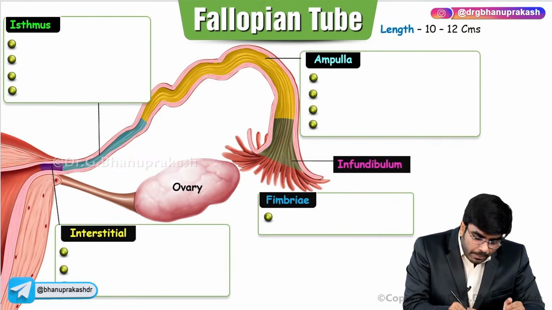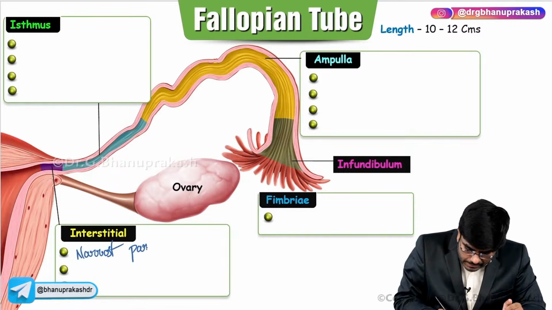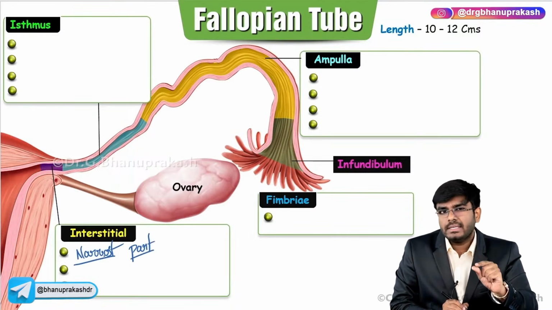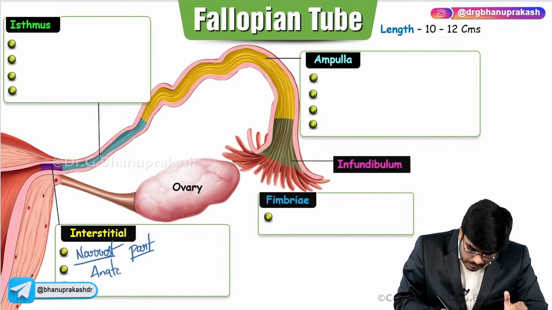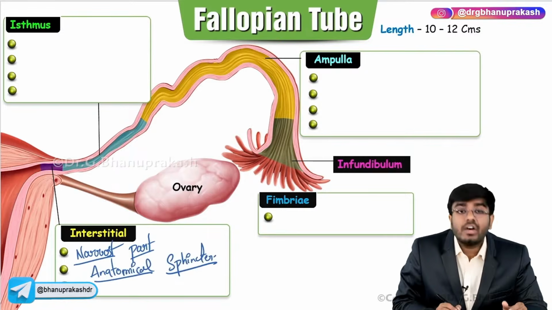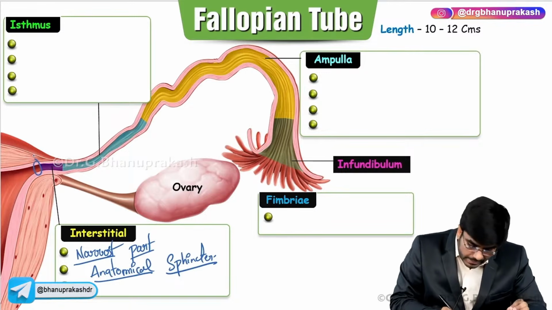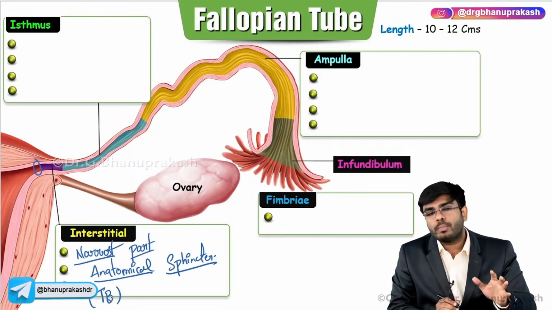Now let's see some important points, guys. See, this interstitial part is the narrowest part. It's the narrowest part. Okay, well and good. It is narrowest anatomically, so it is acting as an anatomical sphincter. Okay, and the cornual end of the fallopian tubes, see, this cornual end of the fallopian tubes is blocked by TB. Okay, so TB blocks the cornual end of the fallopian tube.